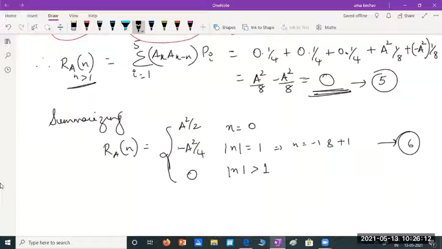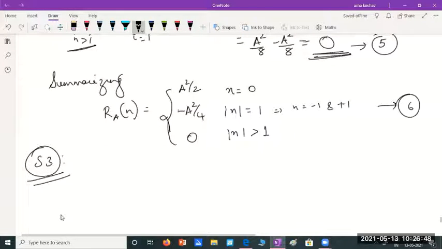So we have taken example of bipolar NRZ, and by considering the value of AK as per the waveform, we are showing that the value of RA of n can be any of these things. Okay. So with this, we have completed step 2. Now we can move on to find step 3, which is to find the power spectral density.